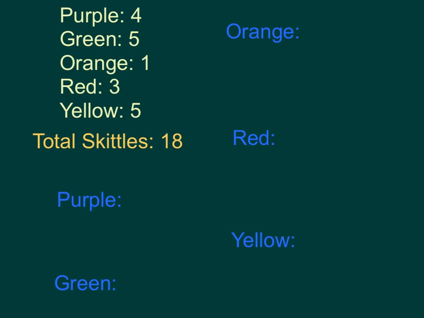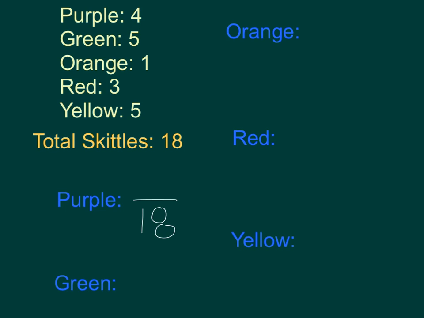So now what I would like to figure out is what fractional part of my bag is each of the different colors of Skittles. Now remember, when we have fractions, the bottom number, or the denominator, is represented by the total number of objects that you have. In this case, it would be the total amount of Skittles that I have. I have 18 Skittles in my bag. So my denominator for each of my fractions is going to be 18.